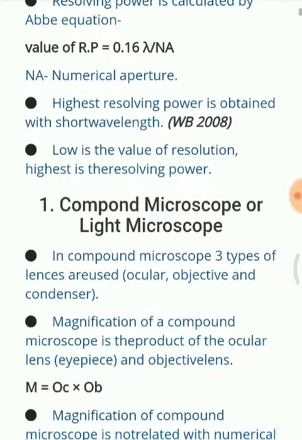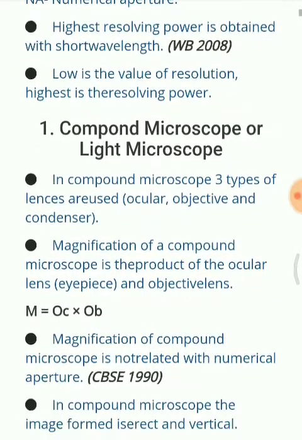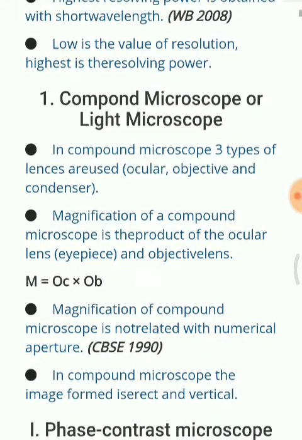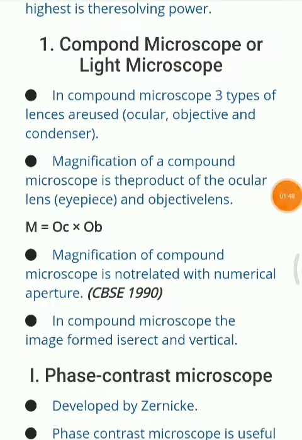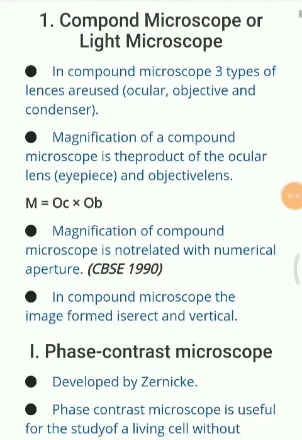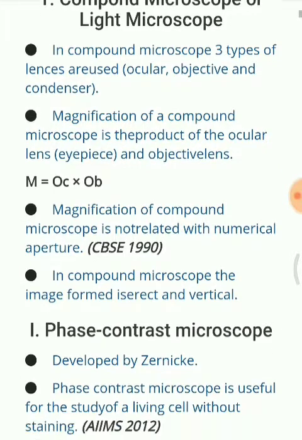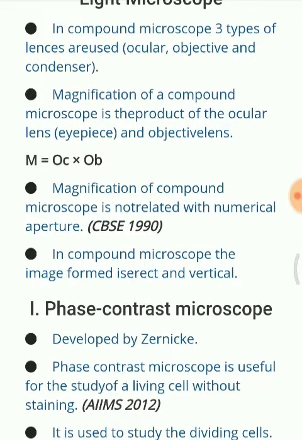Compound microscope or light microscope. In compound microscopes, three types of lenses are used: ocular, objective, and condenser. The magnification of a compound microscope is a product of the ocular lens (eyepiece) and the objective. M is equal to OC times OP. The magnification of a compound microscope is not related to numerical aperture. In compound microscopes, the image formed is erect and virtual.